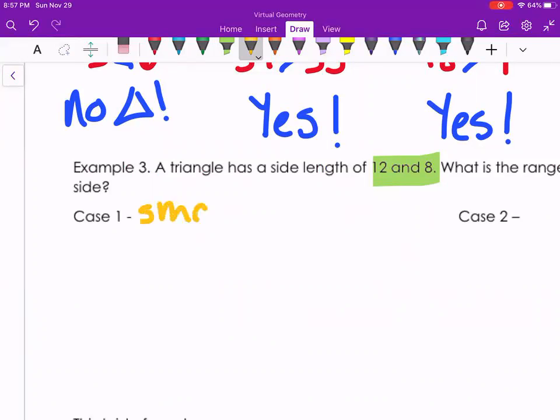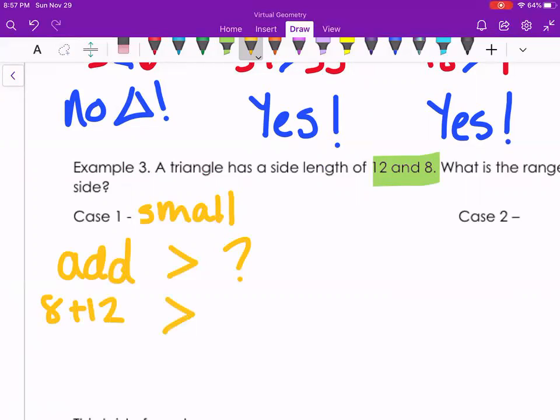Let's say they're giving us the two smalls. Well, the rule says I should be able to add them up. My missing side, so add them up. It has to be bigger than the third side. So 8 and 12 has to be greater than the third side. So 20 has to be the biggest. So my side has to be smaller than 20.